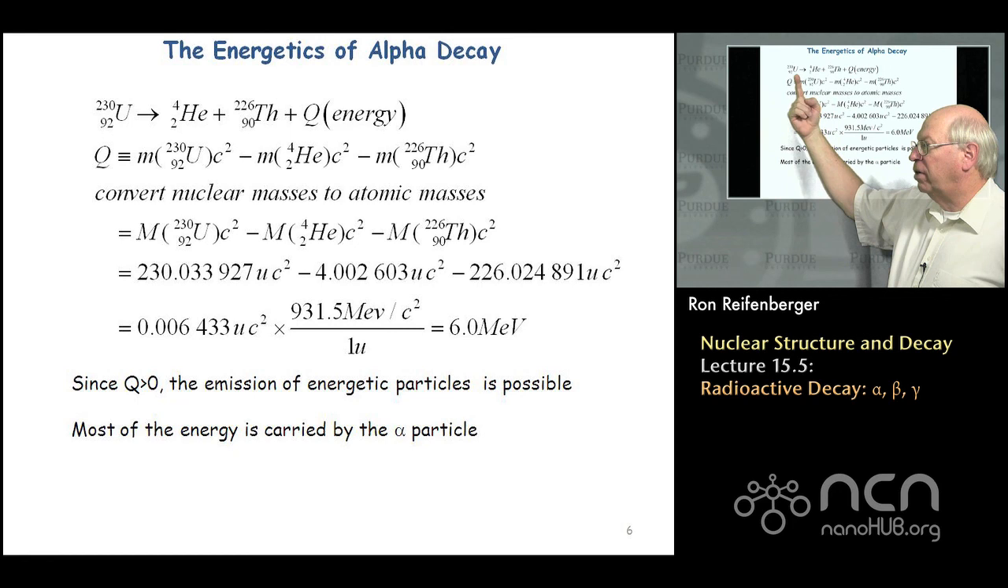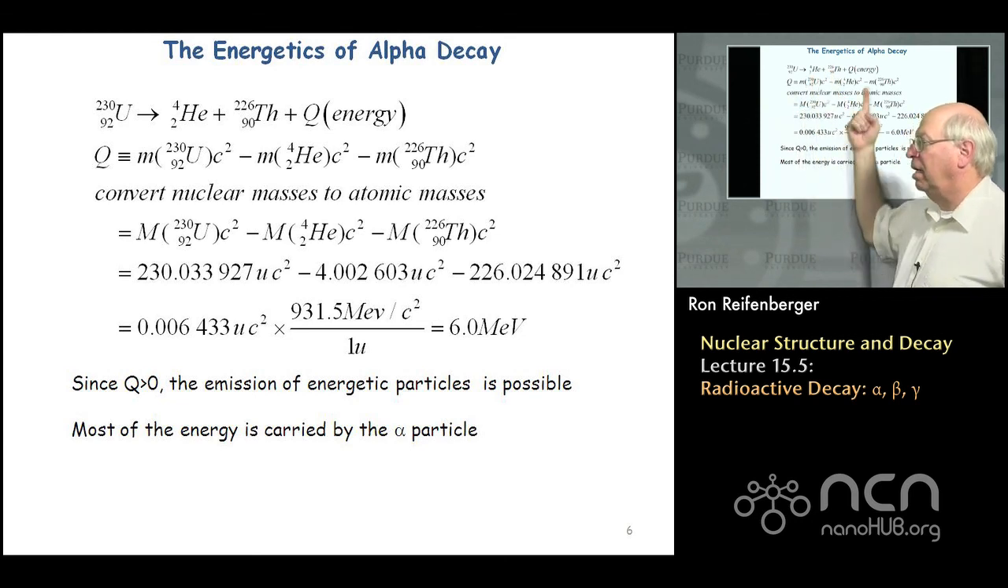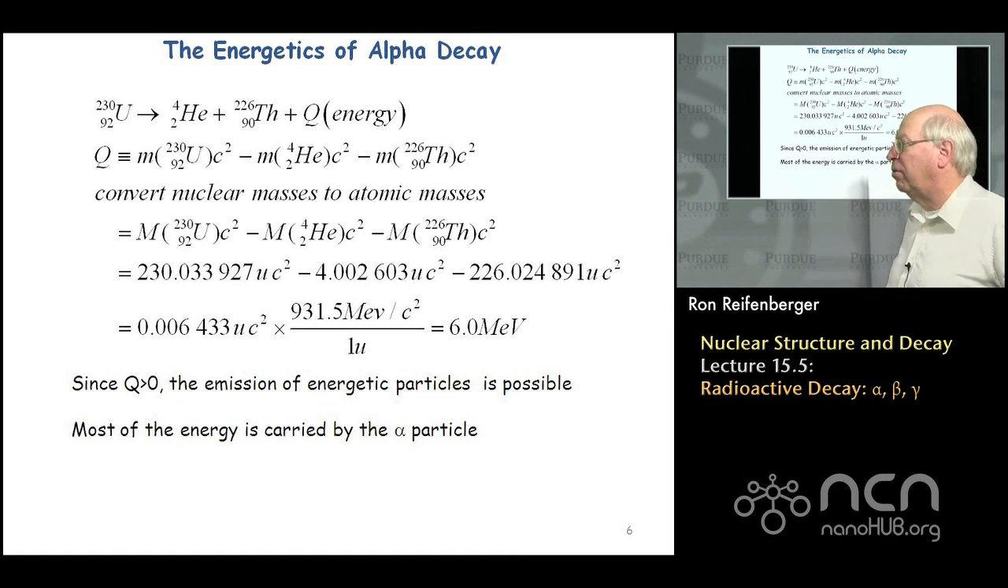In this particular case, I've got the 230 isotope of uranium decaying by alpha particle emission into thorium-226. The hypothesis is that some energy is released in that reaction. And since the alpha particle weighs much less than the thorium nucleus, most of this energy we would expect to be associated with that particular alpha particle.